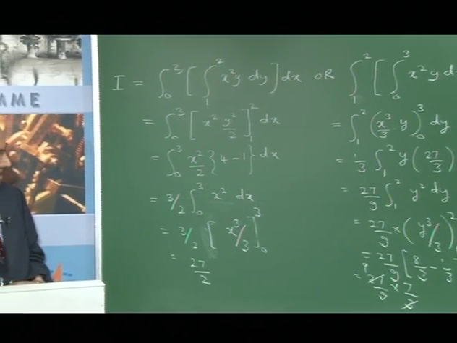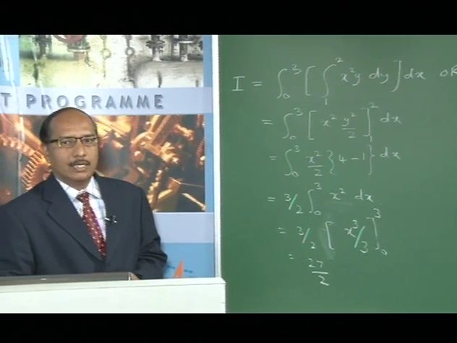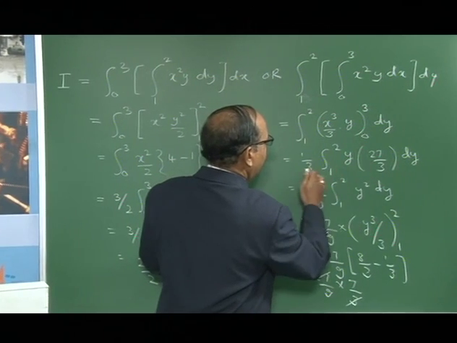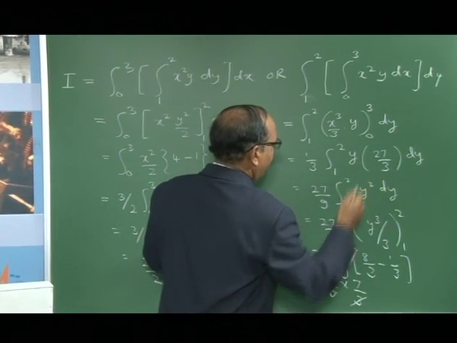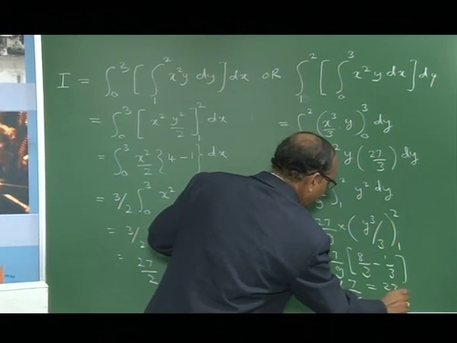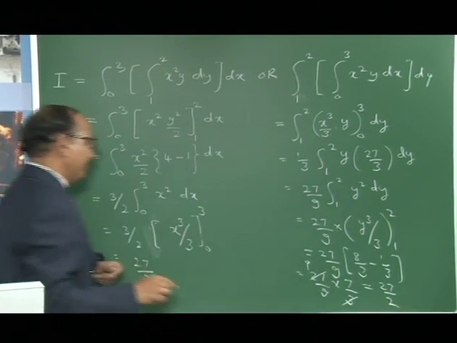So that has to get 27 by 2, the same answer as we did in the earlier integration. It is 9y, the simplification, so you have to get 27 by 2.